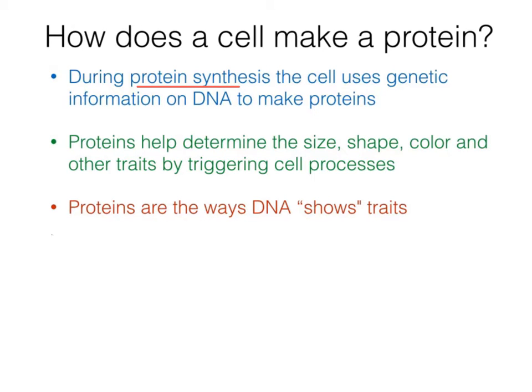So I guess you can say proteins help determine the size, the shape, the color, and all other traits by triggering certain cell processes. And I guess you could say proteins are also a way that the DNA sort of shows your traits. Now there are a lot of different players in how to make a protein. And trust me when I say we'll go through a lot of this week and learn this and manipulate this in a lot of different ways.